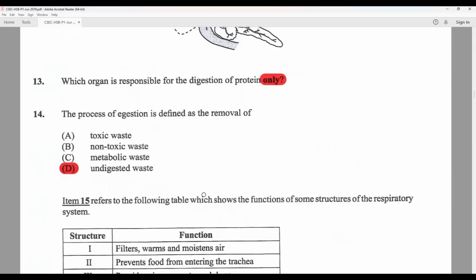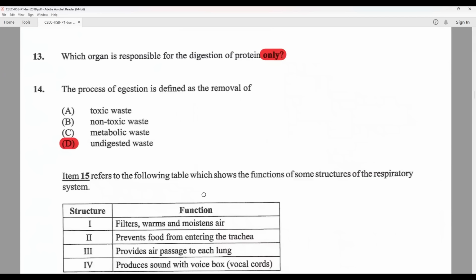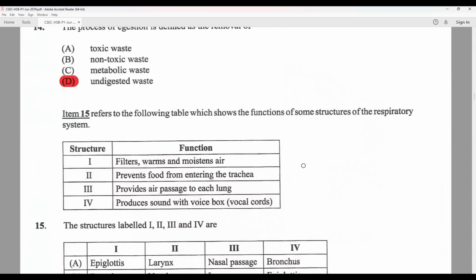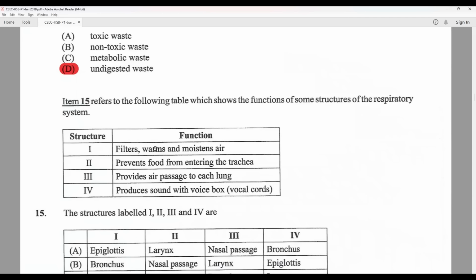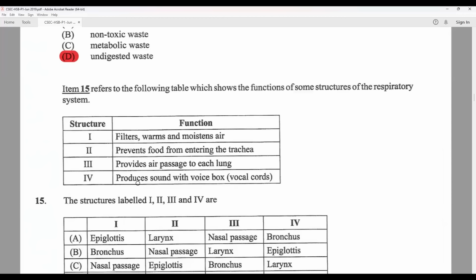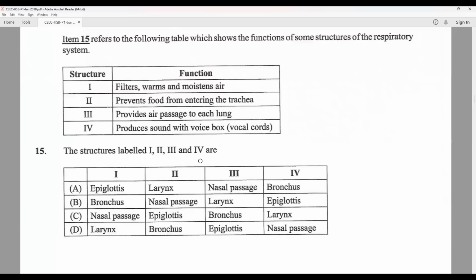This is a popular question. Would spend some time learning that question. Item 15 refers to the following table, which shows the function of some structures of the respiratory system. We have filters, warms and moistens air; prevents food from entering the trachea, that's the epiglottis; provides air passage to each lung, that's the bronchi or the bronchus; produces sound with voice box, vocal cords, that's the larynx. So we are going with C, the nasal passage being 1.